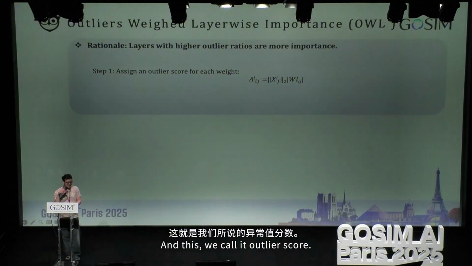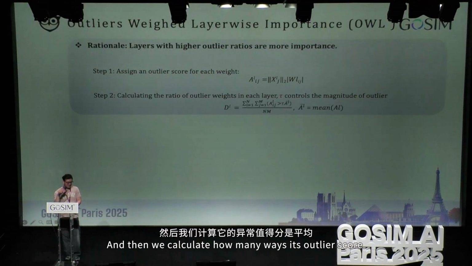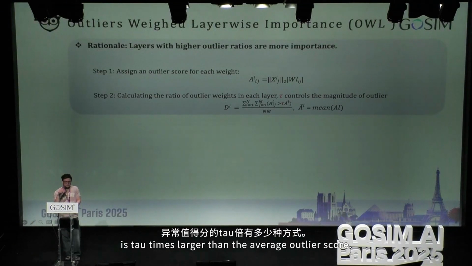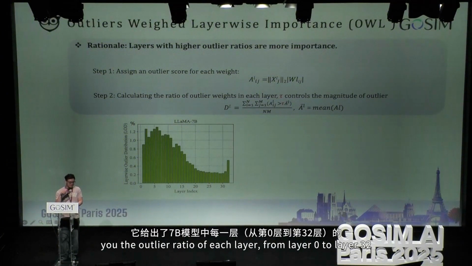And this, we call it the outlier score. We assign each score to every single weight. And then we calculate how many weights have an outlier score that is tau times larger than the average outlier score. After calculating this, we get this layer-wise pattern, which gives you the outlier ratio of each layer from layer 0 to layer 32 for the 7B model.